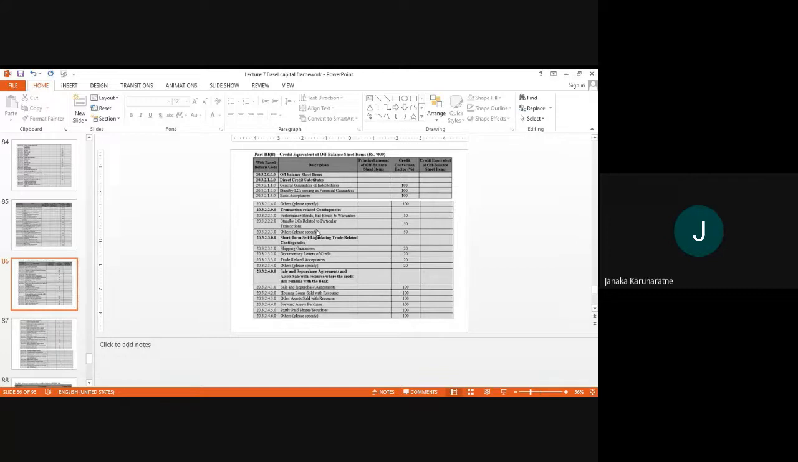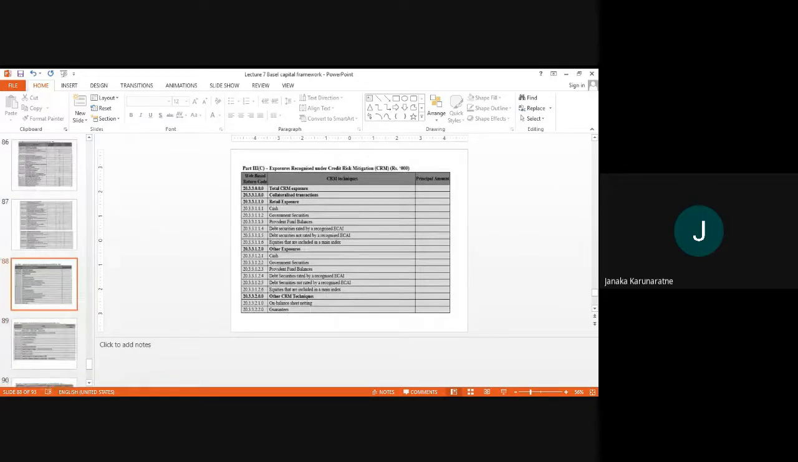But in the case of off-balance sheet items, there's a two-step process. First you have to convert the off-balance sheet item into an on-balance sheet item. How do you do it? You use the credit conversion factor. If you look here, you have been given the credit conversion factor. You first convert the off-balance sheet item into an on-balance sheet item, then apply the relevant risk weight as we discussed earlier, right? So it's a two-step process.